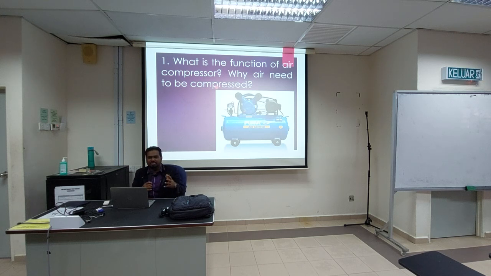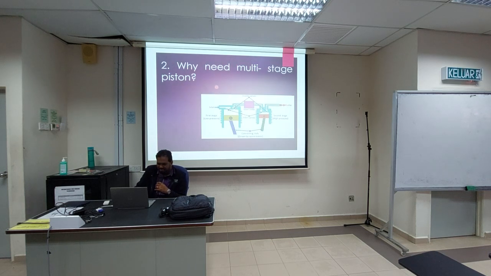Sebab pneumatic system tu perlukan compressed air, pressure untuk move air from one point to another point. Kalau tak ada pressure tu dia akan jadi macam ni lah. So angin tiup dekat sini, udara akan gerak ke sebelah sana, molekul. So it cannot form a pneumatic power. Okay, so that's the first thing.